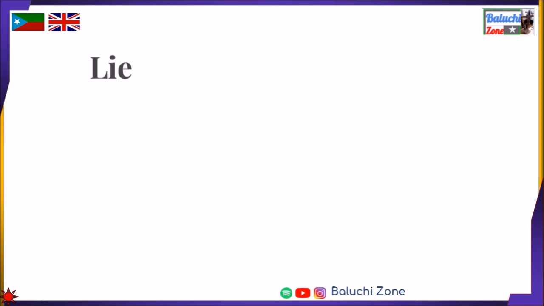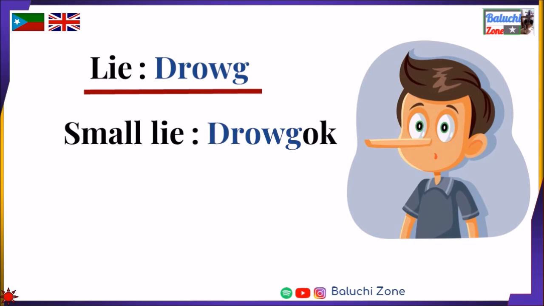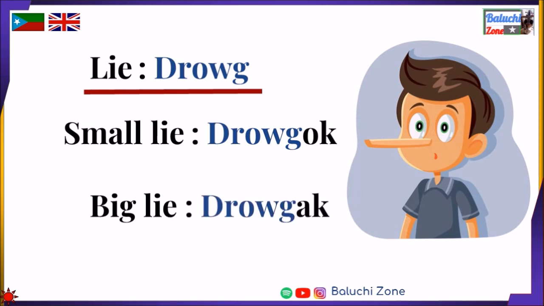Similarly, lie is drueg in Baluchi. A small lie, druegok. Big lie, druegak. You can apply the ok and ak formula to anything.